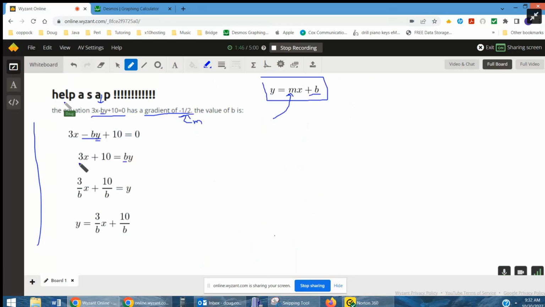And so if I divide 3x by b, I get 3x over b, or 3 over b times x, plus 10 over b equals y. You can write that this way using the symmetric property for equality, and now this is in slope-intercept form. So we want 3 over b to equal negative 1/2.